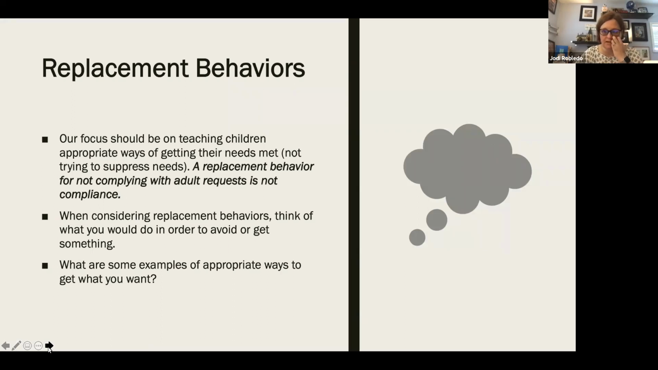So hopefully you can think of some appropriate replacement behaviors. And oftentimes the replacement behavior is functional communication. So how can I let someone know I don't want to do this? Or how can I let someone know I need help? Or how can I let someone know I need a break? And so oftentimes the speech pathologist will be in there helping teach functional communication to have them avoid tasks, to have them get attention, to have them do those kind of things.